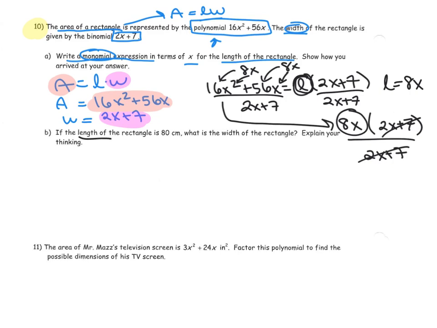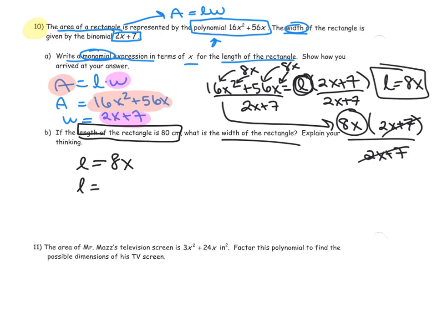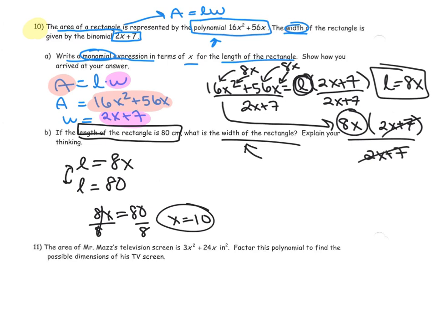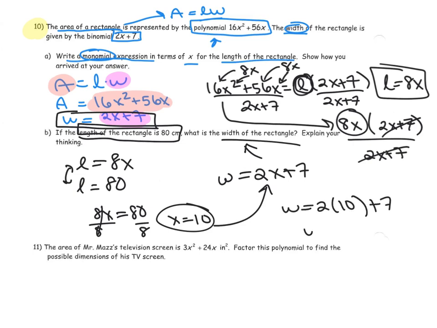Now the next piece says if the length is 80 centimeters, what does the width of the rectangle represent? Well, we have a formula here for length. Length is equal to 8x, and the length is also equal to 80. Well, let's just set these things equal to each other. 8x is equal to 80, so I know x is equal to 10. So that helped me find x, but I still want to know what the width is. Well, here's my equation for width. Width is equal to 2x plus 7. So let's plug in x. We have 2 times 10 plus 7, and I get the width is 27 centimeters.